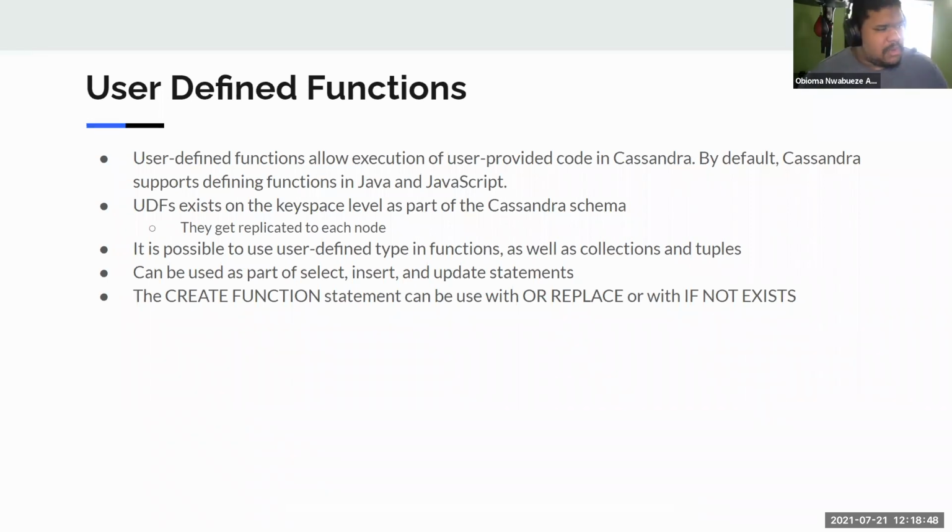It is possible to get access to other programming languages, something like Python, but you need to add the jars for processing that to your Cassandra cluster. You can use user-defined functions and types, user-defined types in your functions, as well as collections and tuples, and obviously, all of the native Cassandra types can also be fed into functions. And then your functions can be used as part of select, insert, and update statements.